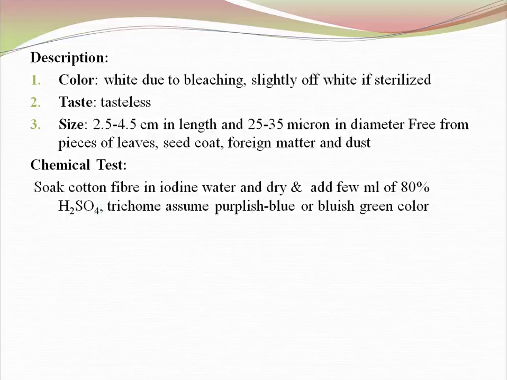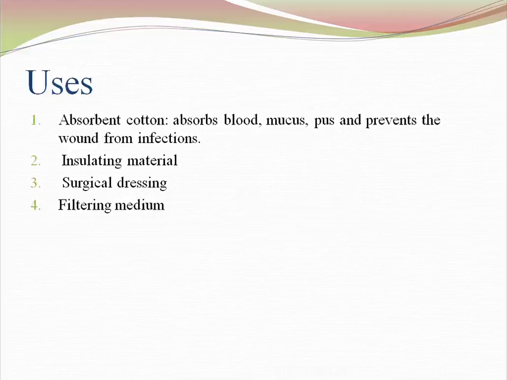So in case of chemical test, how we can identify absorbent cotton? If we soak cotton fiber in iodine water and dry, then after that if we add 80% sulfuric acid, trichomes are found to have purplish blue or bluish green color. Okay, so mainly the uses are it absorbs blood, mucus, pus, and prevents the wound from infection. Okay, then surgical dressing also, it is a filtering medium.